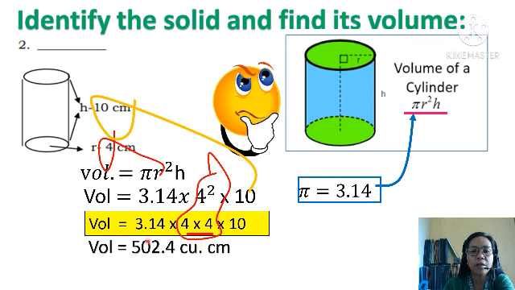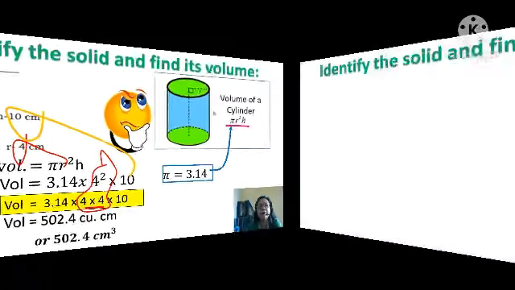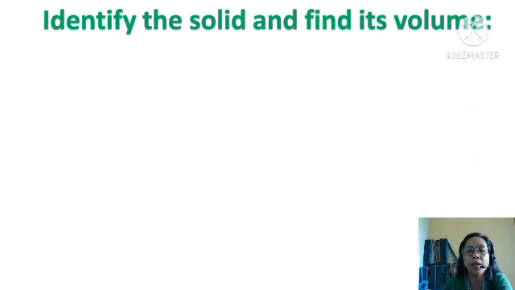So what is the answer now? All you have to do is multiply 3.14 times 4 times 4 times 10. The answer is 502.4 cubic centimeter. Or, you write this way, 502.4 cubic centimeters. Nasundan ba? Alright. Let's have another solid figure and let's try to compute its volume.